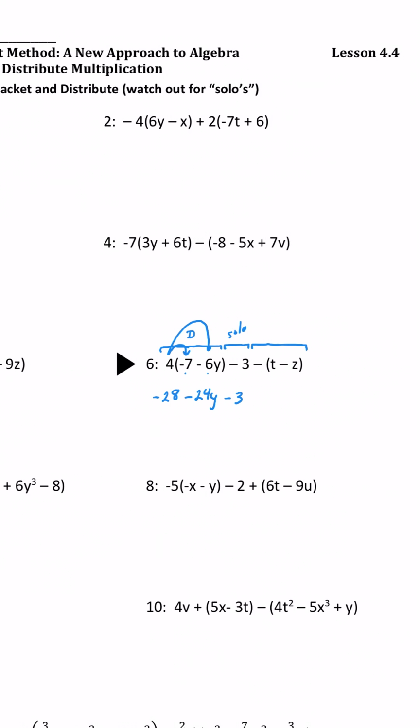And this last one is also 2 in the house, so it's a distribute. But what are we distributing? And again, the old days we used to put the 1 here, but we're not going to do that anymore. We're just going to distribute a negative sign. Negative sign distributed to a T, negative T. Negative sign to distribute to a negative Z, positive Z.